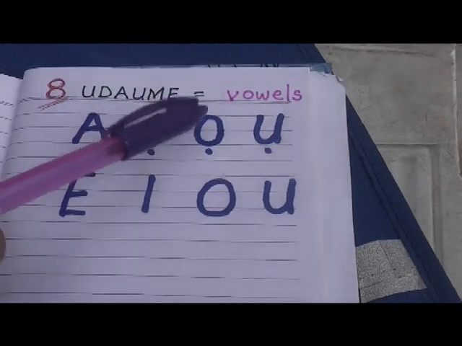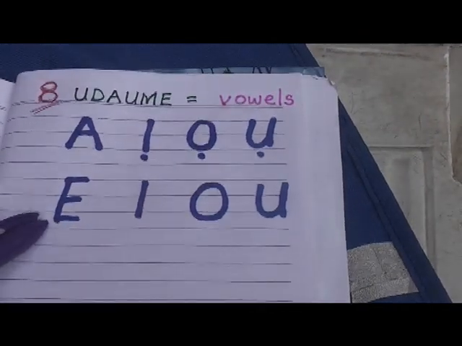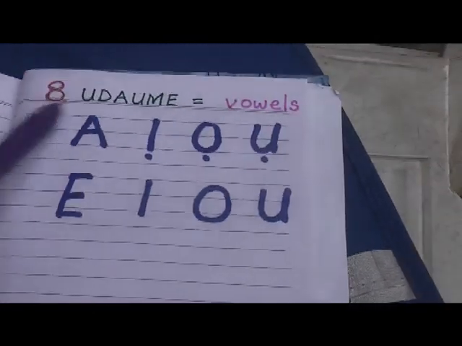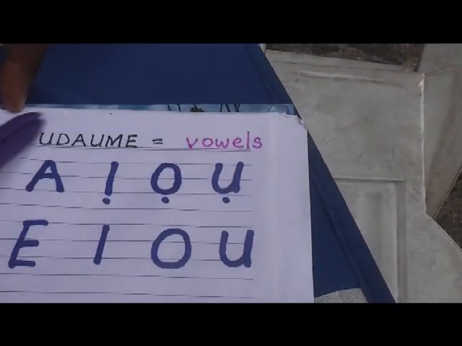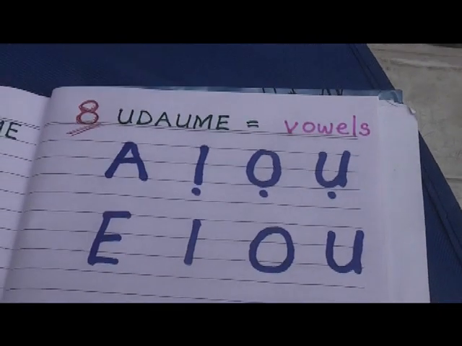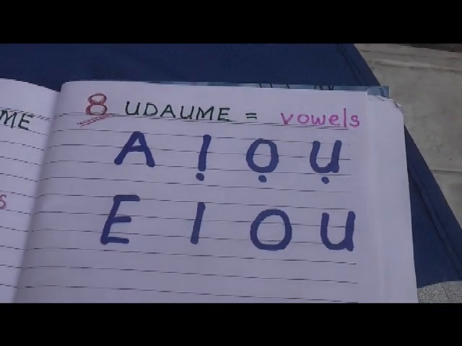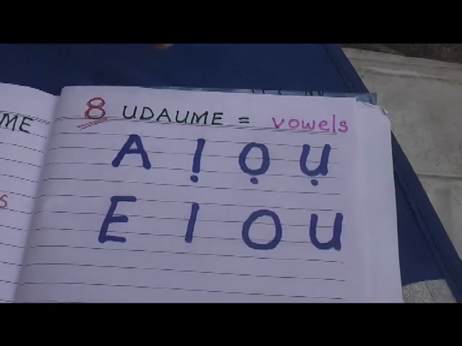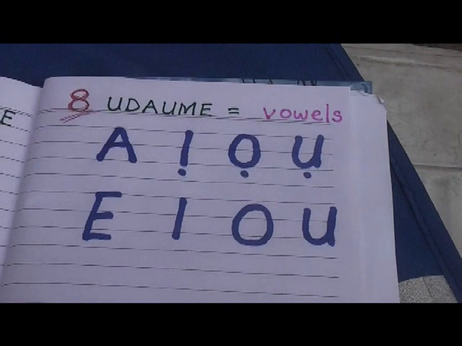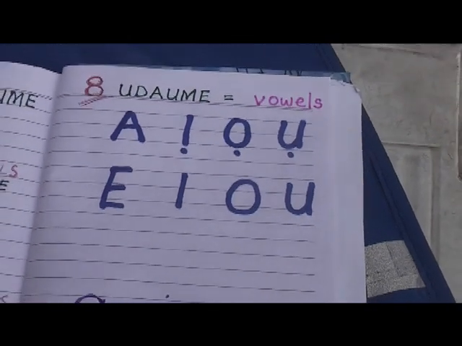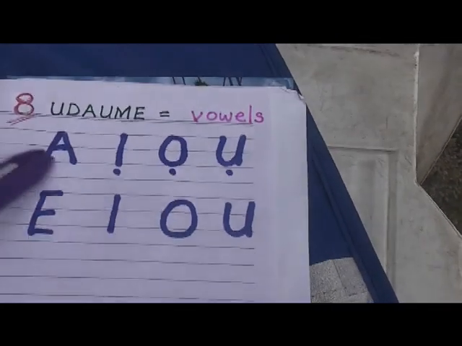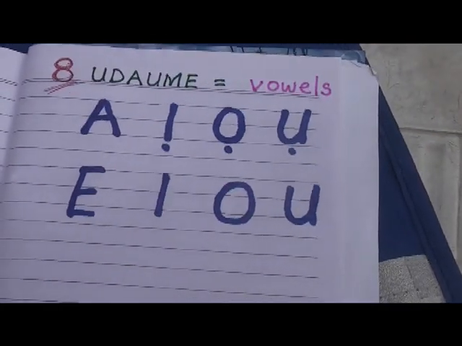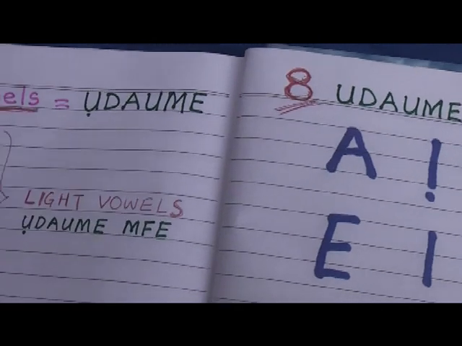A, O, A, E, O, U. We call them Oda Ume. Oda Ume means breath sounds. Sound of the air when you breathe it out and vocalize. Oda Ume, the sound of the breath. There are 8 of them. We call these first 4 Oda Ume Mfe. Look at them here.